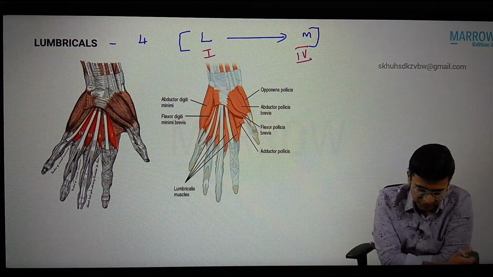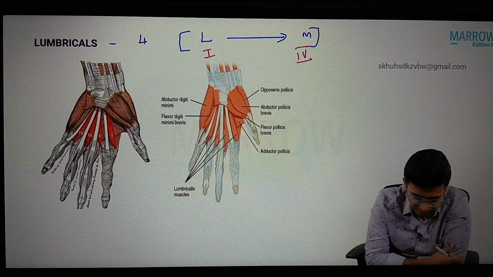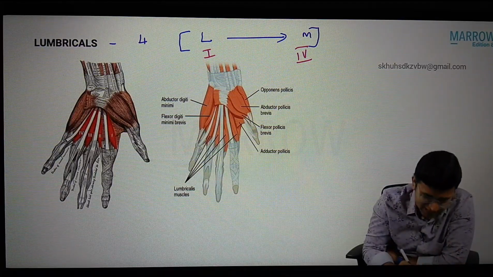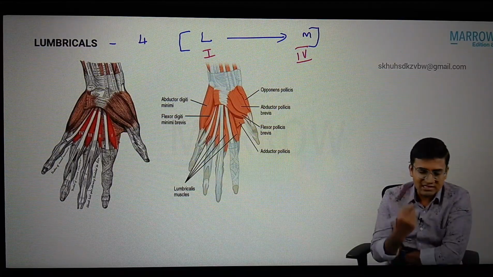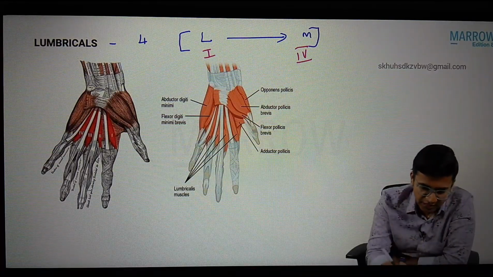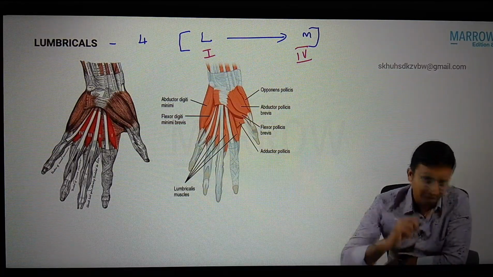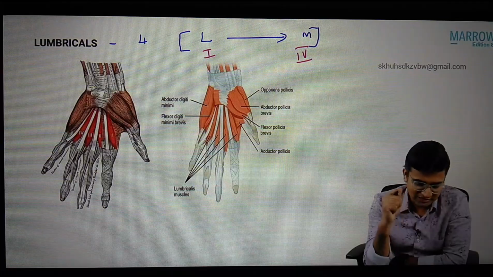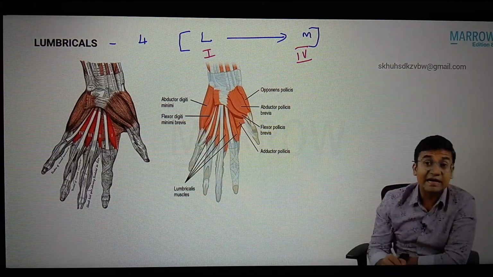Okay. So, see the 1 and 2 lumbricals. The 1 and 2 lumbricals have only one slip of origin. And they take origin not from the bone. Lumbricals take origin from tendon.